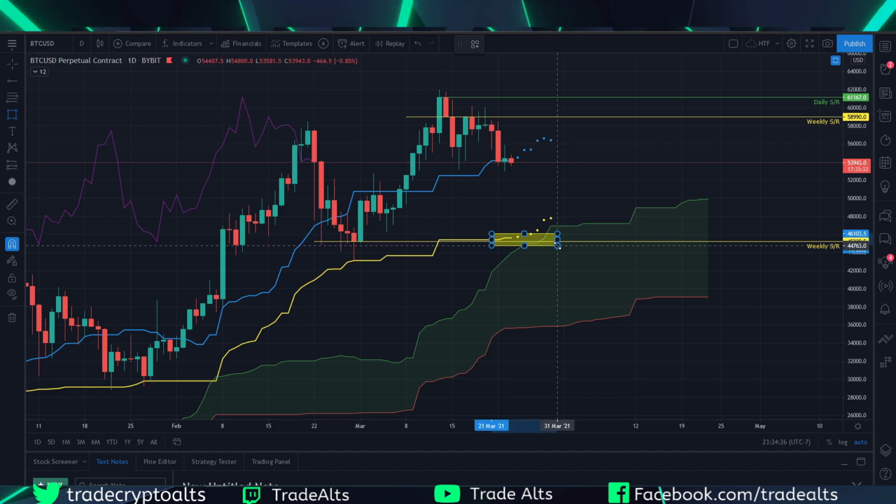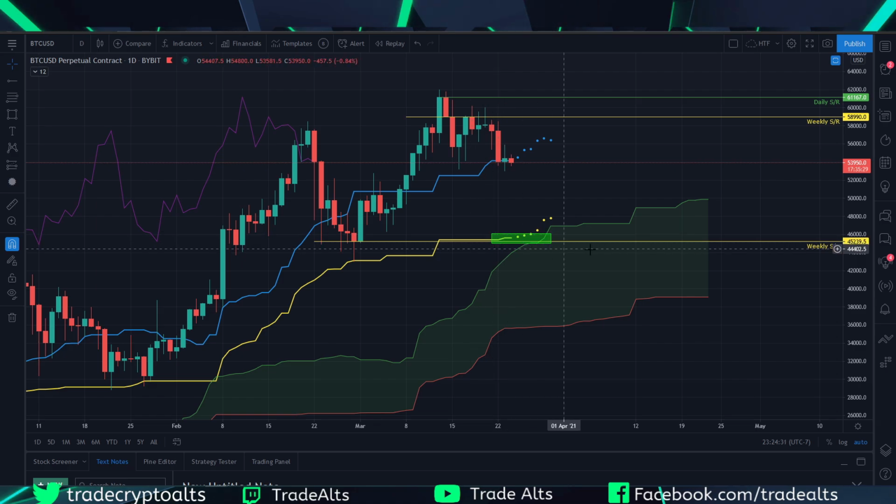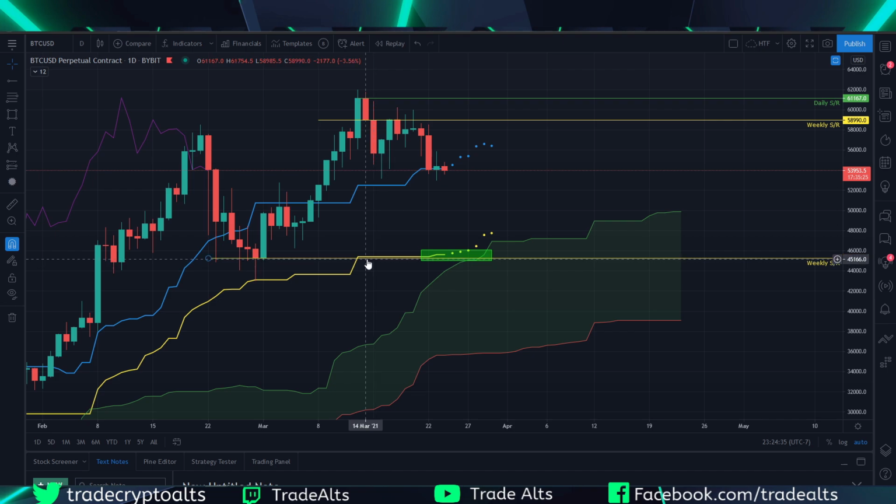But this zone right here, so you have your weekly level, which I think is a huge level. You have your daily Kijun sitting in it, and you're very close to the edge of the Kumo, right? The cloud here. So this is a really nice zone of support that I would absolutely be paying attention to if we did manage to get down into this area.